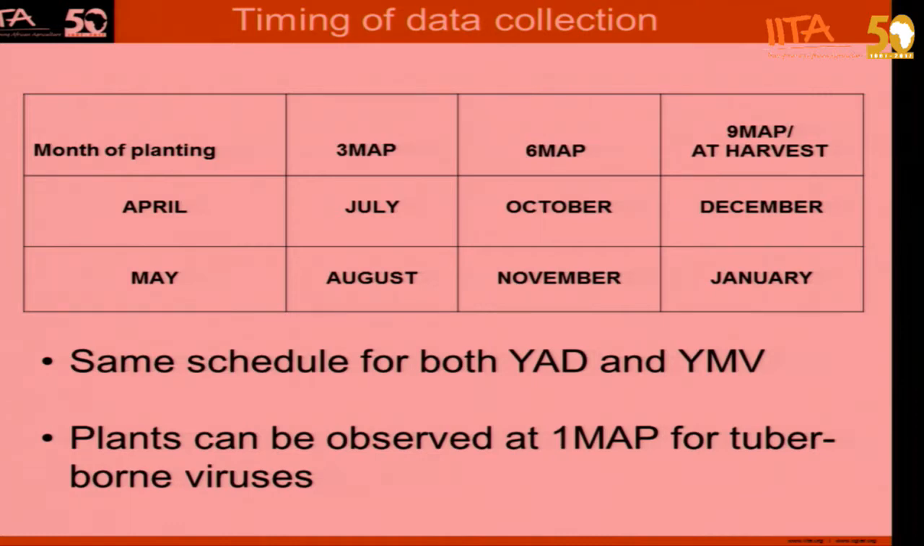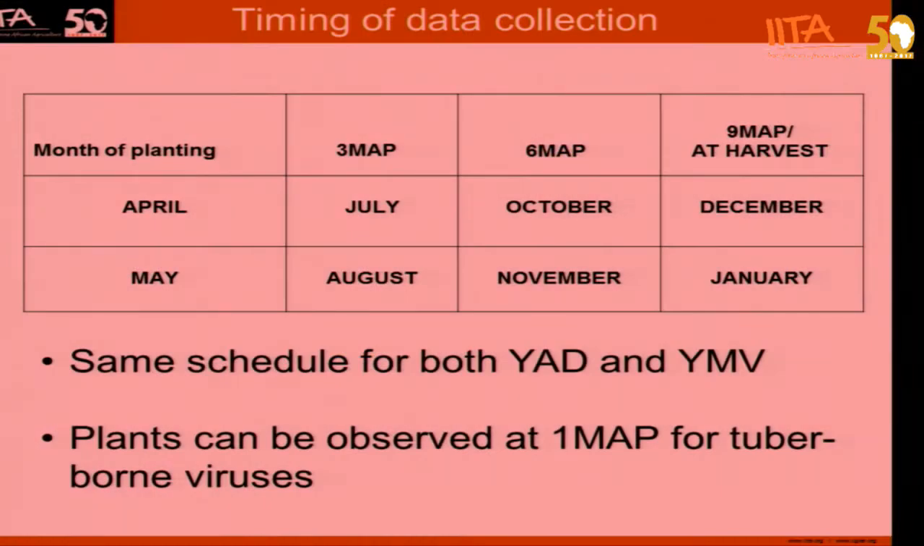It is very important. Depending on the start of the rains or the availability of irrigation facilities, it can either be in April or May, based on yam physiological requirements. And then you score at 3 months after planting, 6 months after planting, or at 9 months after planting, or at harvest. You can follow the same schedule for both anthracnose and mosaic virus.